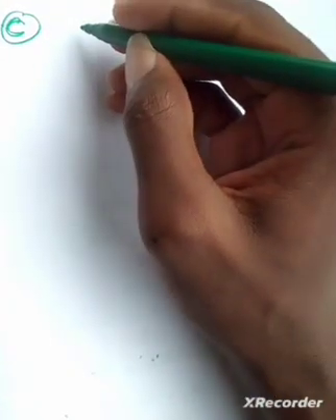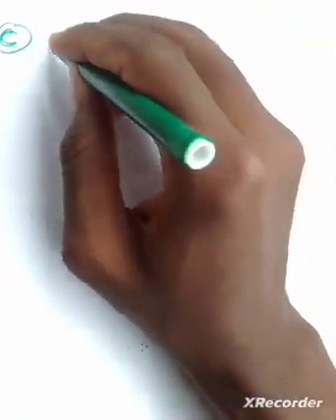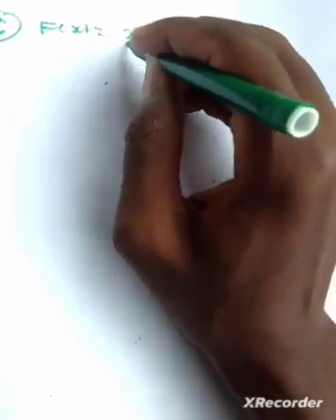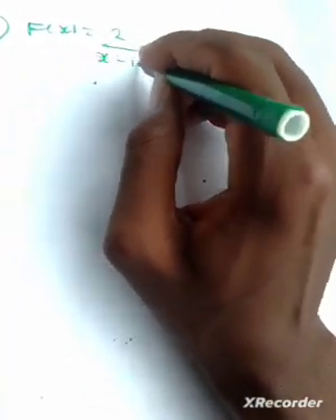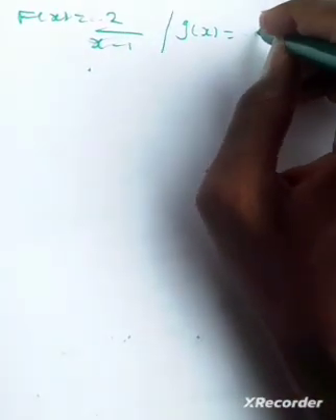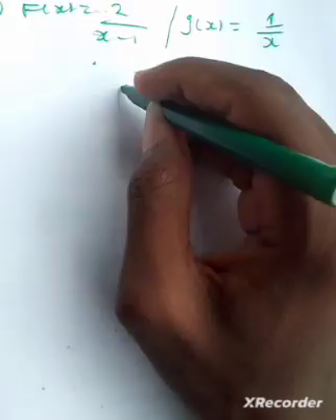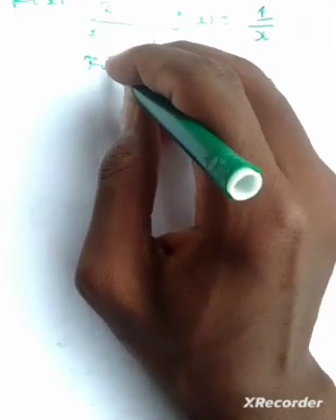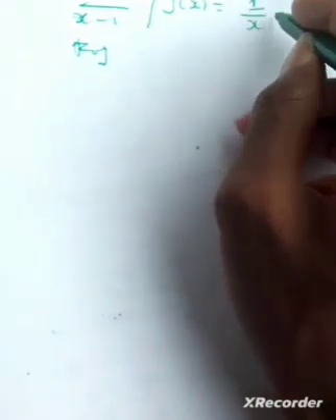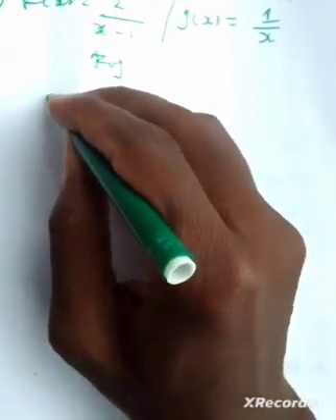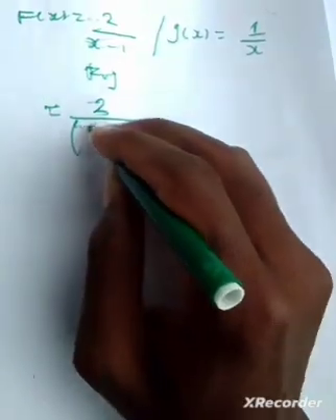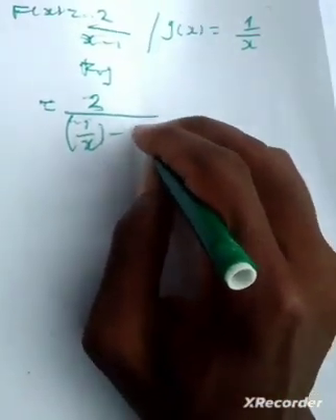Alright, so let's say they've given you f of x that is equal to 2 over x minus 1, and g of x is equal to 1 over x. So they want you to find f of g. So get the function f, then write this x, put this whole thing. Okay, so we say 2 over, put 1 over x minus 1.